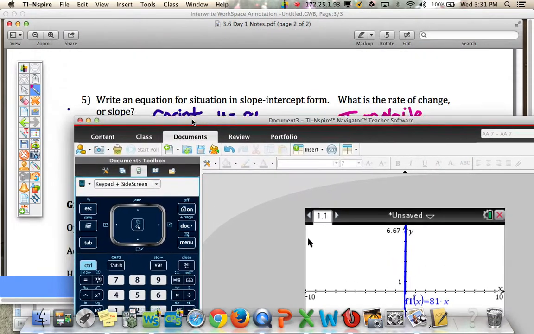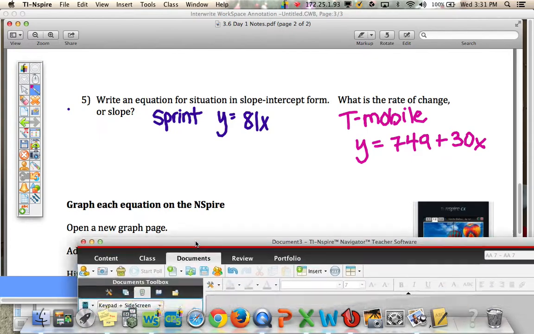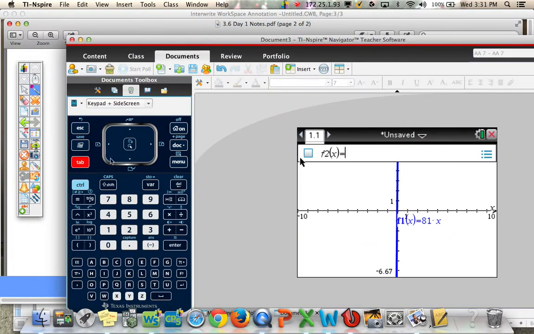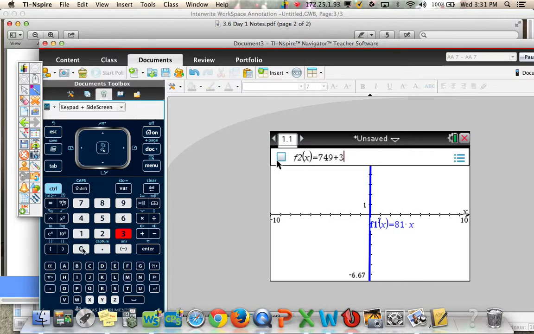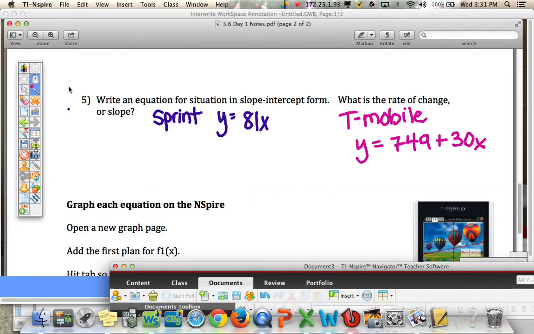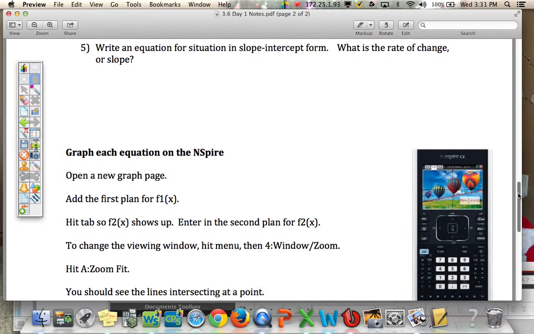All right, the next thing that we're going to look at is T-Mobile, 749 plus 30x. So we're going to hit the tab button to pull down the second equation, f2 of x, and this one starts at 749. Plus, we have our slope of 30x, or monthly payment 30x. Hit enter. All right, we can't see that.